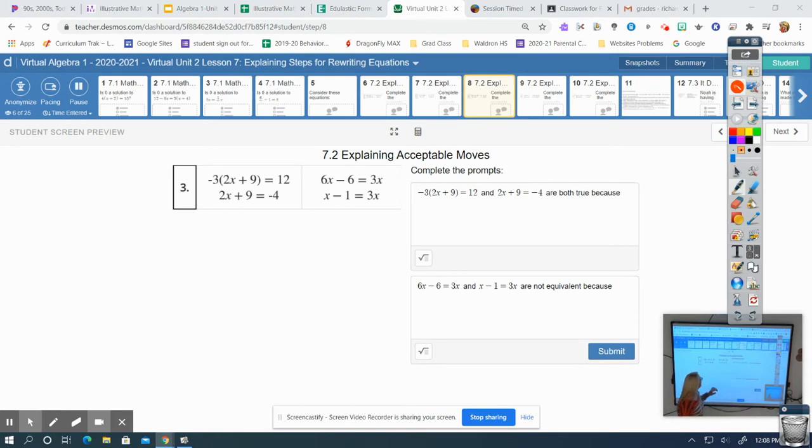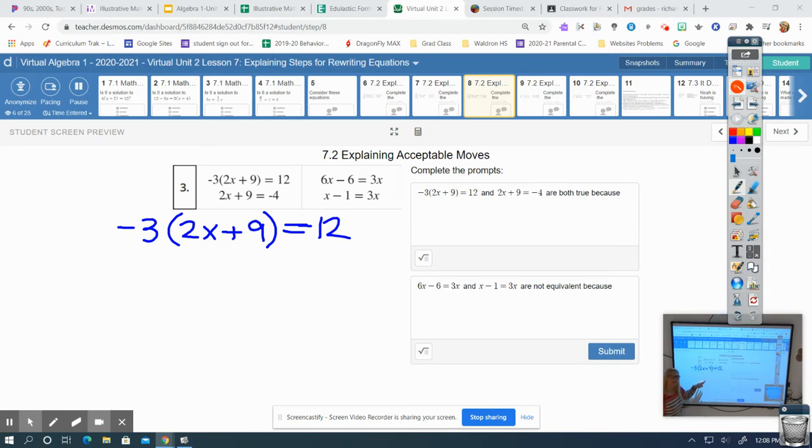All right, the next set. So these two are still equal. Let's see, they have -3 times 2x plus 9 equals 12. Equals 12. And so they got rid of that -3 and 12 became -4.